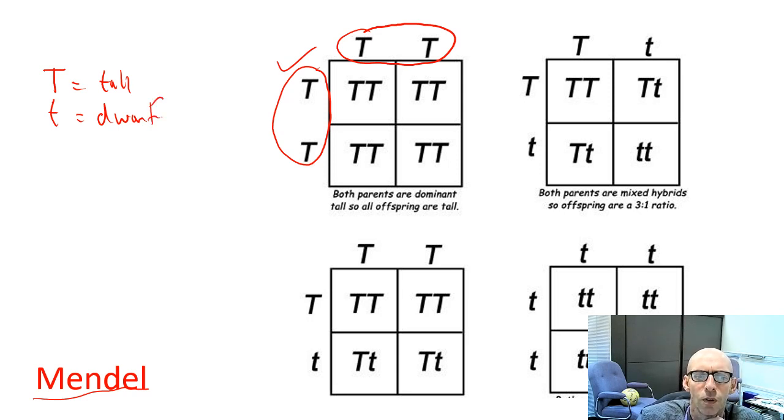Why did he use a capital T for tall? Because tall was dominant, meaning dwarf was recessive. So if this parent has two dominants and this parent has two dominants, all the children end up tall. That makes sense, hopefully.